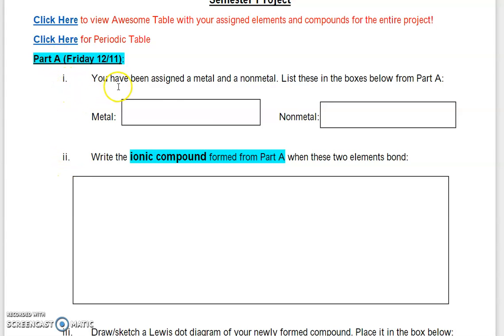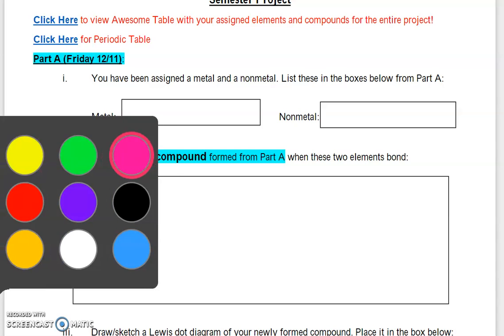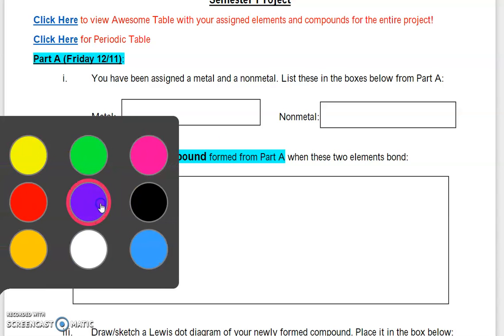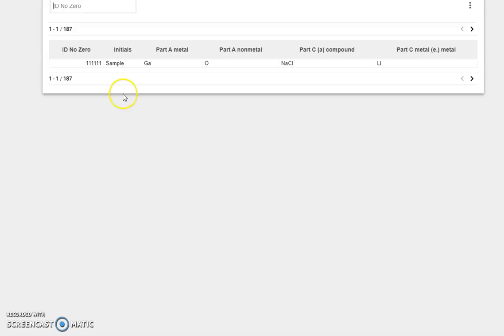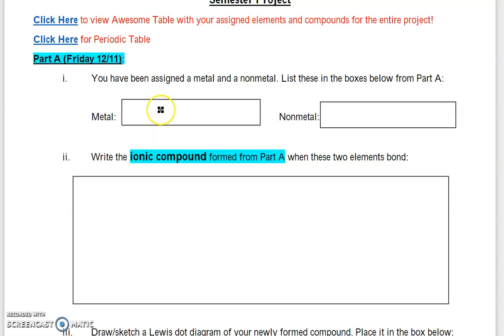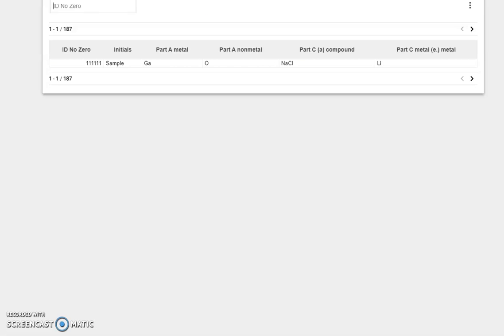So for 1, it says you have been assigned a metal and a non-metal. List these in the boxes from part A. Okay, so I'm going to go ahead and grab my color here. I'm going to go to my awesome table, which I've already opened up. I'm going to look at my metal. Okay, I'm going to look at part A. Here's part A. My metal is Ga. So I'm going to write that down here. My metal is Ga. And then my non-metal for part A is O.